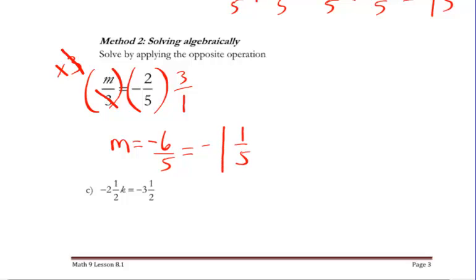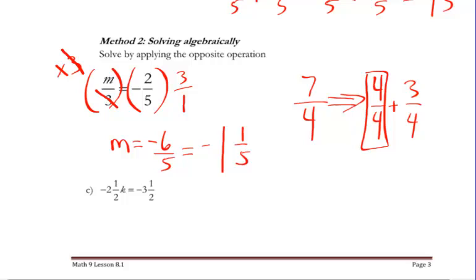Just a little sidebar, remember back from our grade 8 days, if I have an improper fraction where the numerator is larger than the denominator, I can change that into a mixed number by pulling out the whole numbers from it. So I have 4/4 plus 3/4 will give me 7/4. But remember that 4/4 is a whole, so that's 1 3/4.